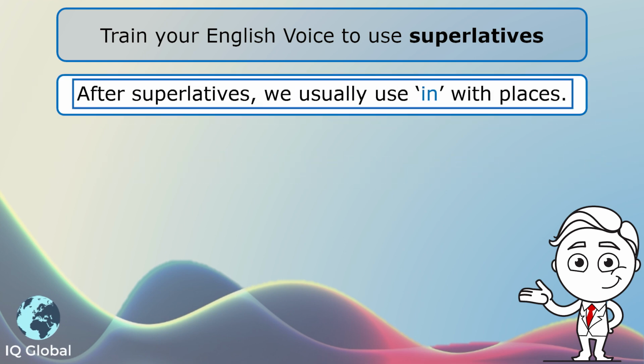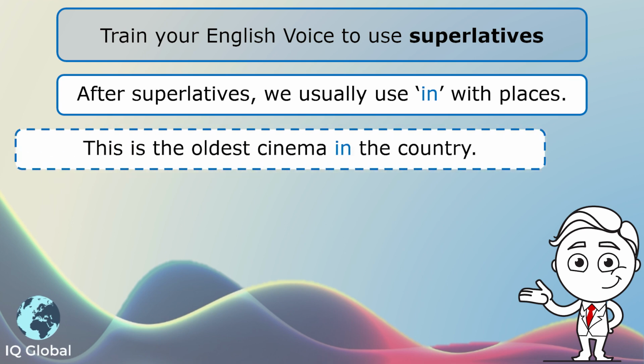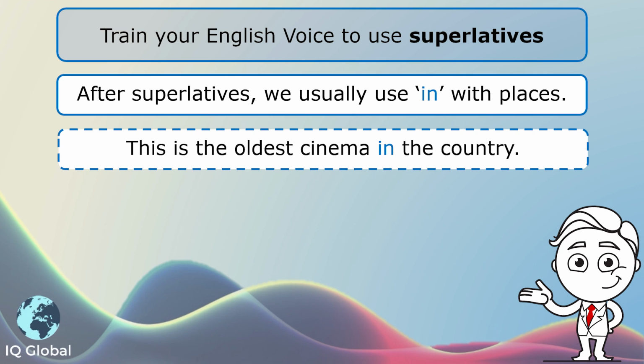After superlatives, we usually use in with places. Let's have a look at the sentence example. This is the oldest cinema in the country. Here we are talking about a place, the country, so we use the word in after the superlative and the noun. This is the oldest cinema in the country.